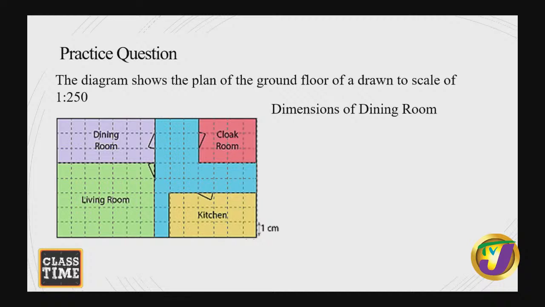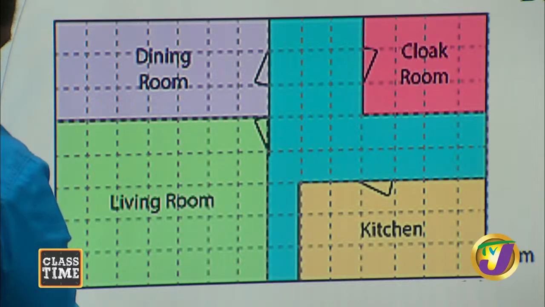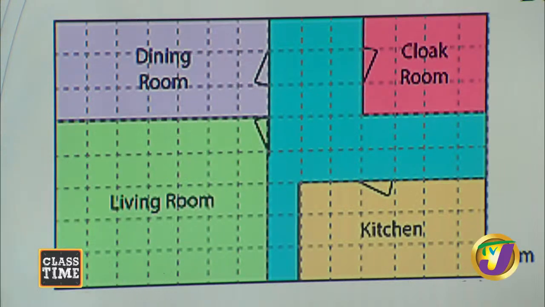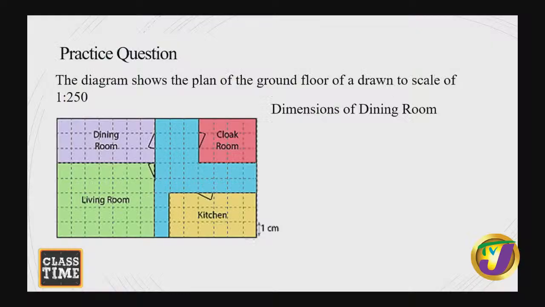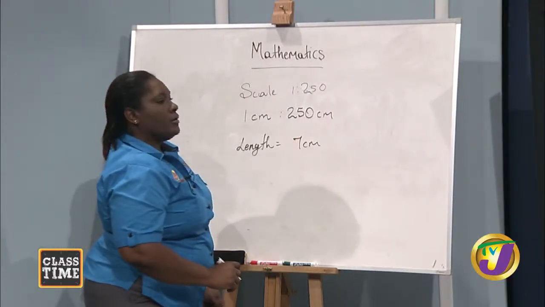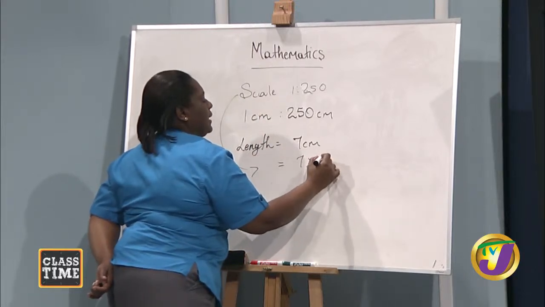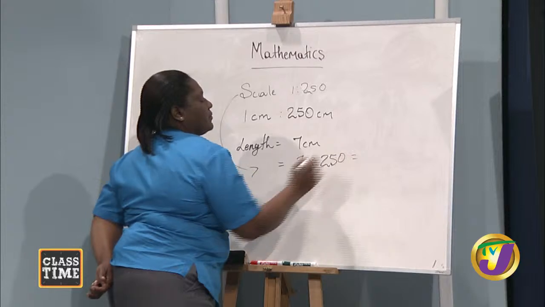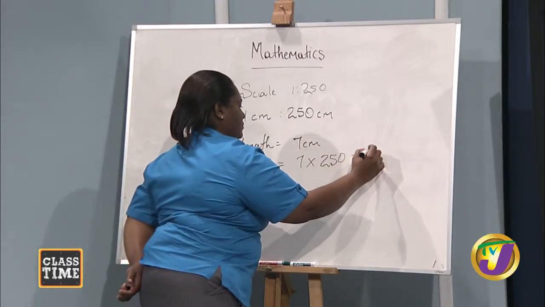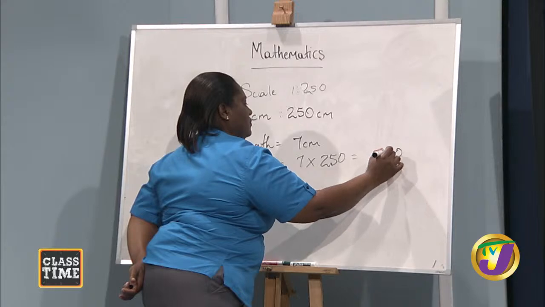All right. So the length would be from here to here. So we can go ahead and count. 1, 2, 3, 4, 5, 6, 7. And it is 7 centimeters. Right. So I'm going to make note. So for every 1 centimeter is 250 centimeters. So therefore, if I have 7 centimeters, it would be 7 centimeters multiplied by 250, to tell how many centimeters exist in the real world. Okay, we can live with that.